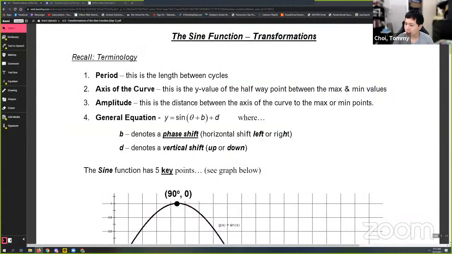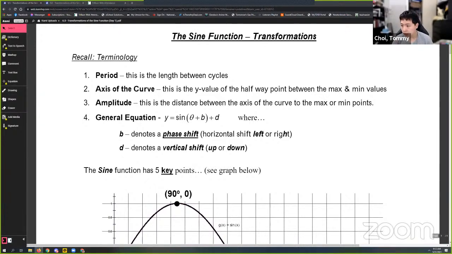Once we know what the shift is, once we know what the stretch is, there are actually easy, quick ways to graph it and sketch it. So we're going to be going through those one by one to make sure we fully understand what's going on.